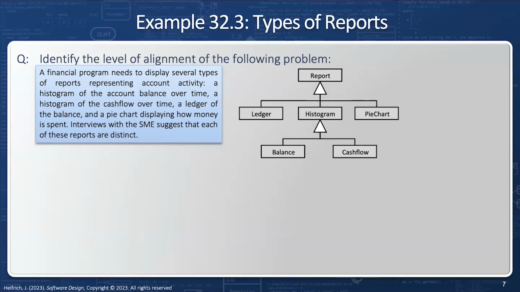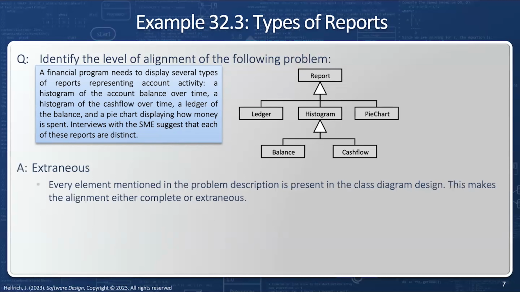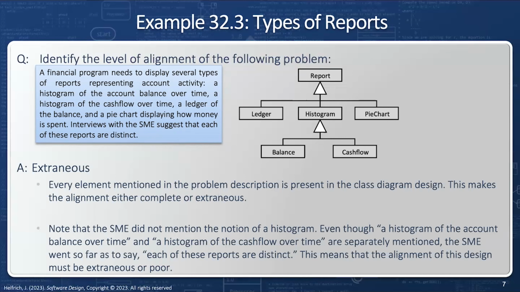Now, notice our class diagram. We have ledger, balance, cash flow, and pie chart, but we group them under histogram. Now, this is extraneous because every element in the problem domain has a corresponding element in the class diagram. However, the subject matter expert did not mention the notion of a histogram. Now, it kind of makes sense because both balance and cash flow are types of histograms. However, the subject matter expert did not mention that, therefore we're extraneous.